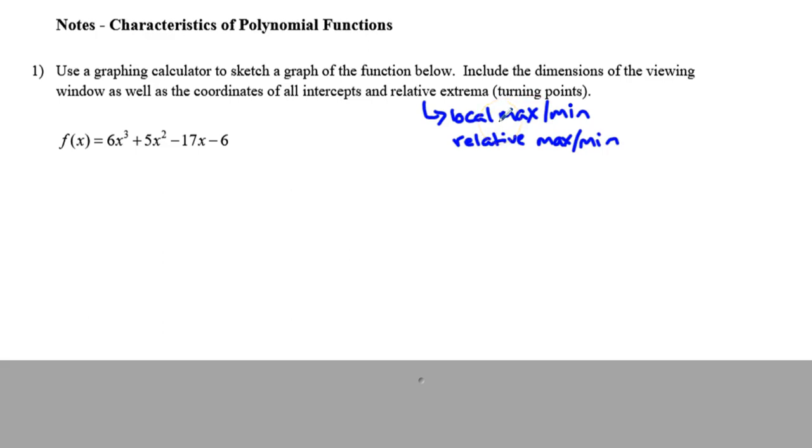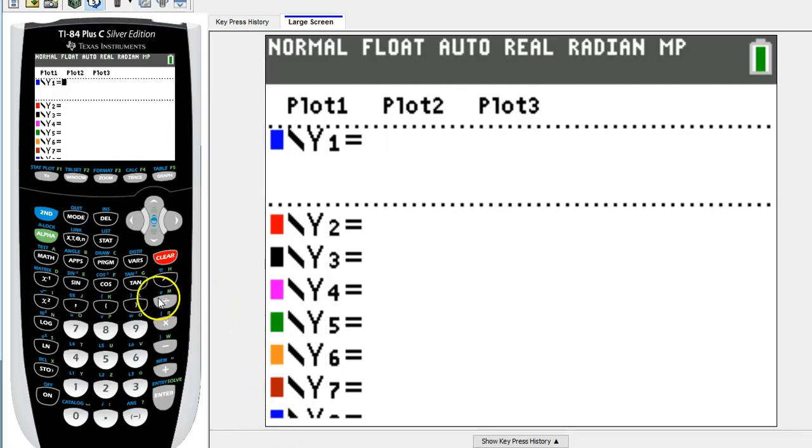So once we get into polynomials where the function might look like this or something, or maybe a sort of a W shape or something like that, then we don't have just one maximum or minimum, so we call it relative extrema. So let's get in and look at this graph. Alright, so we'll head over to the graphing calculator. We'll enter this function.